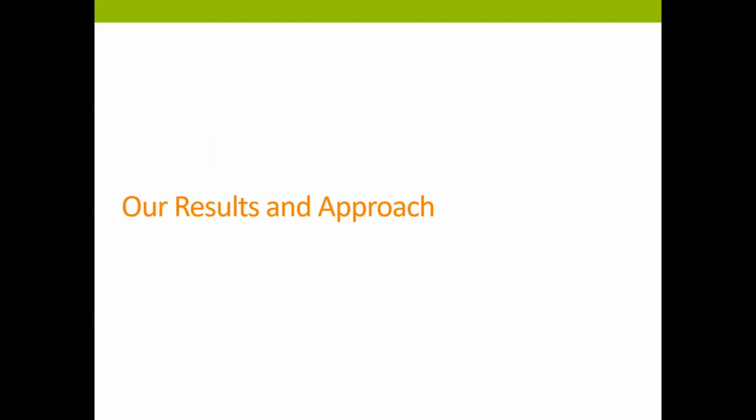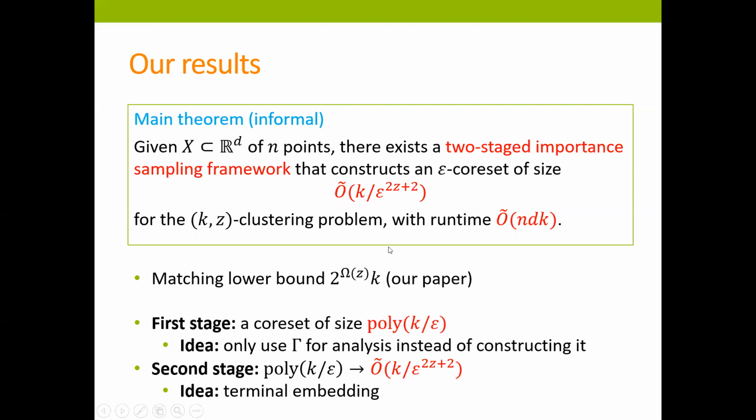And next, we will introduce our main results and approach. This is an informal statement of our theorem. We propose a two-stage importance sampling framework that can construct an epsilon coreset of size Õ(k/ε^(2z+2)). And the running time is only Õ(ndk).